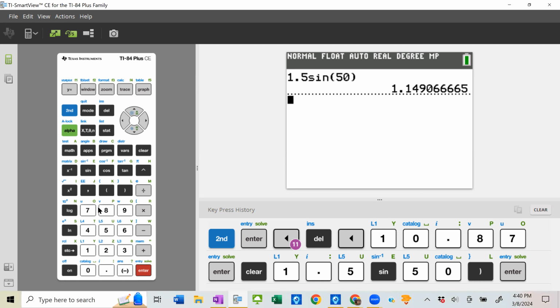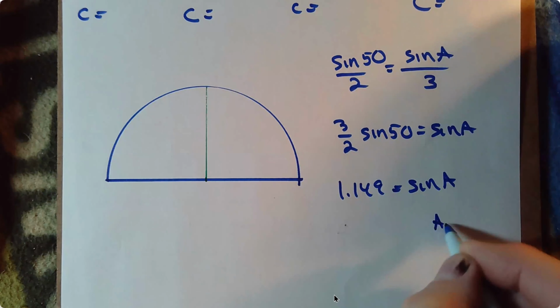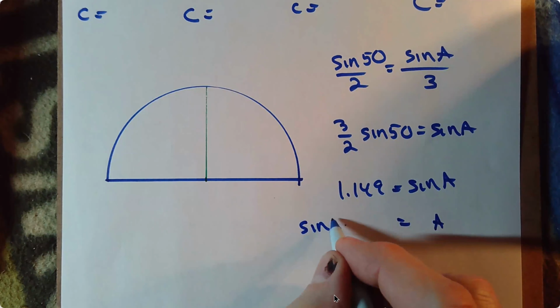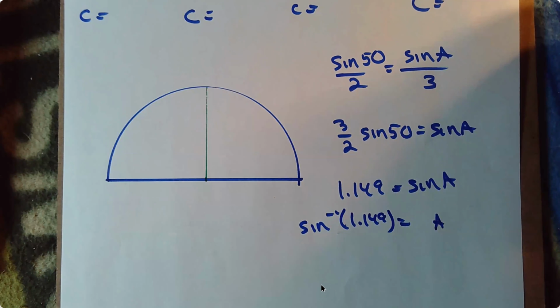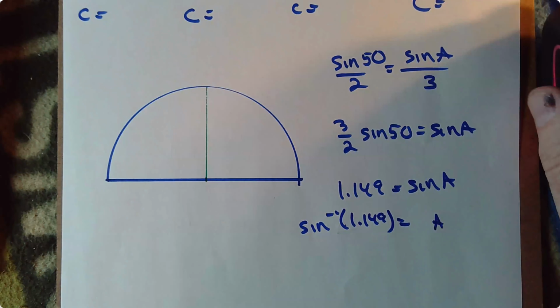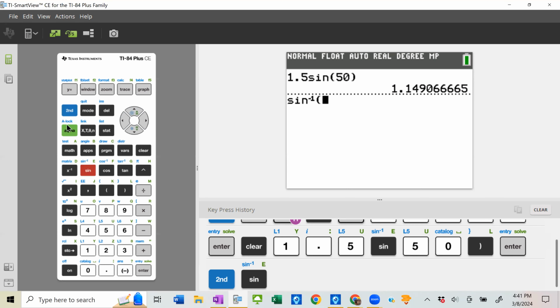If you're not, that's okay. Let's try and take the inverse sine on that and solve for A. So we'll take the inverse sine on both sides. So A would equal the inverse sine of 1.149. Let's bang that out in our calculators. Second, sine, second, answer.